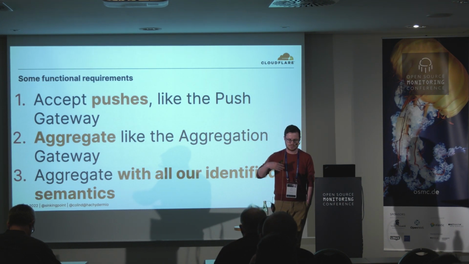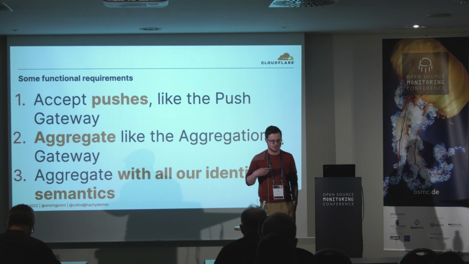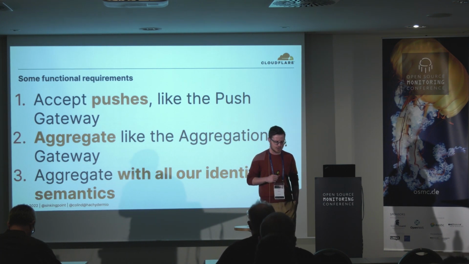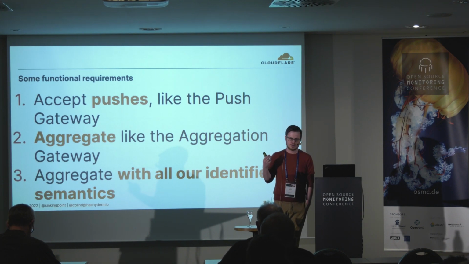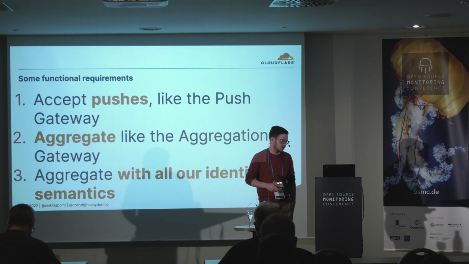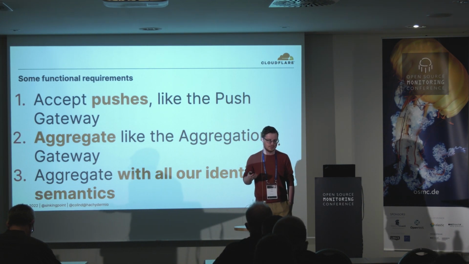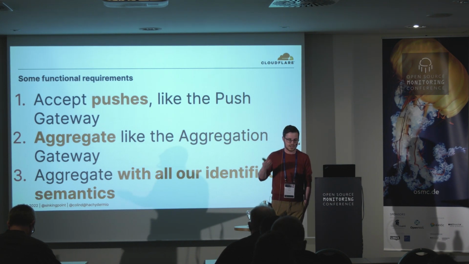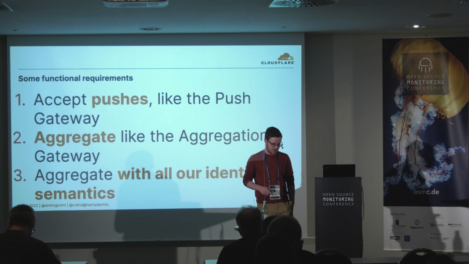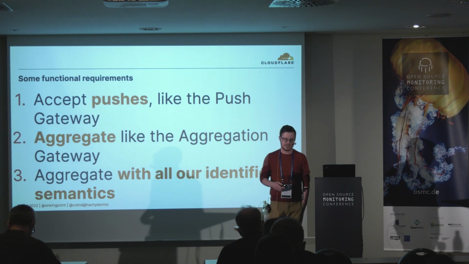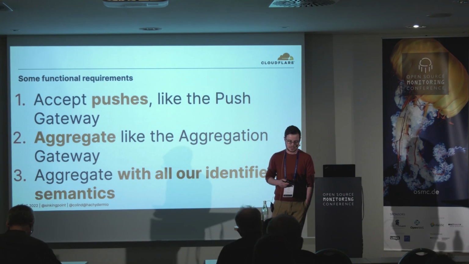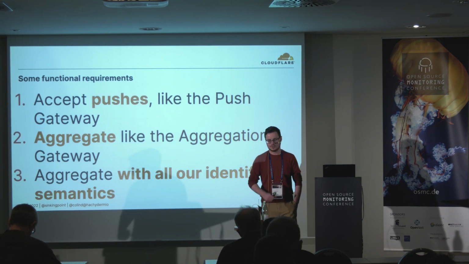We had to accept pushes like the push gateway. We had to aggregate like the aggregation gateway, but we needed to support so many more semantics than the aggregation gateway supported, right? We had all of these different semantics that we had identified with our engineering teams, from how gauges were handled to how histograms were handled, these info metrics. And particularly gauges there are kind of interesting, because how do we aggregate gauges?